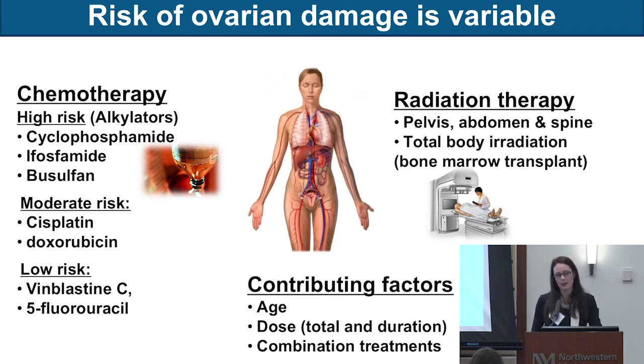For radiation therapy, it's all about the location. Radiation delivered into the vicinity of the ovary, such as to the pelvis, the abdomen, or spine, is going to be potentially damaging to the ovary, and of course, total body irradiation. But in addition to this, there are a number of contributing factors, including the age of the patient, the dose, and what combined treatments are used.